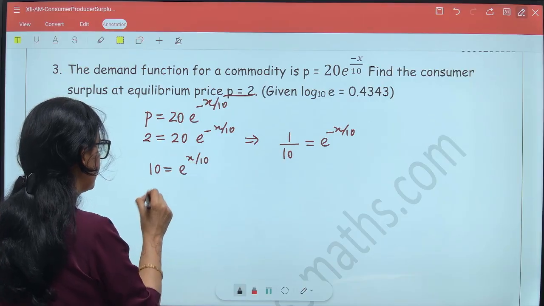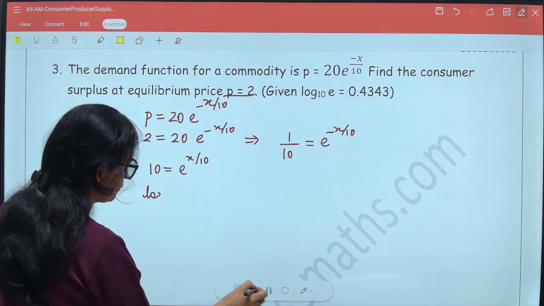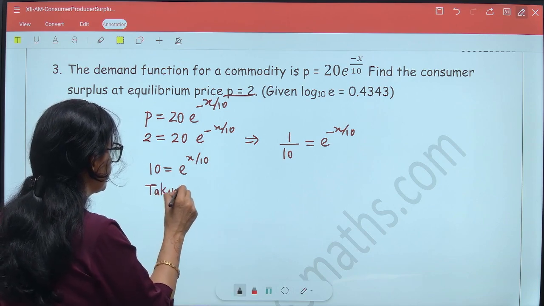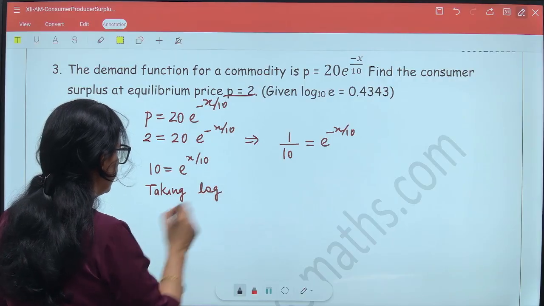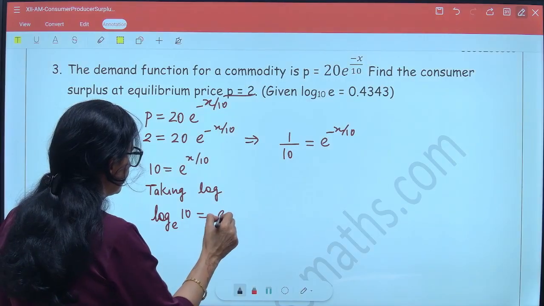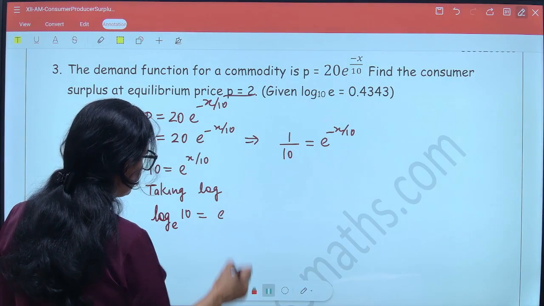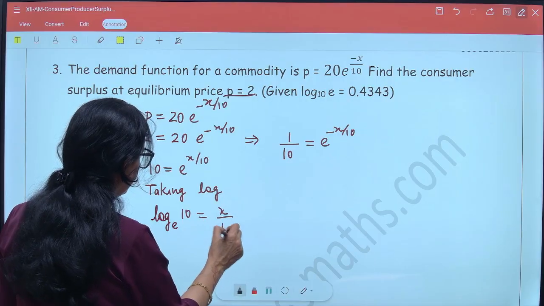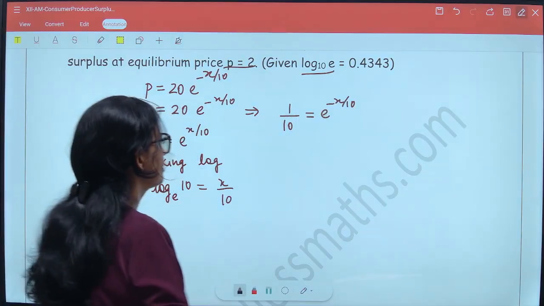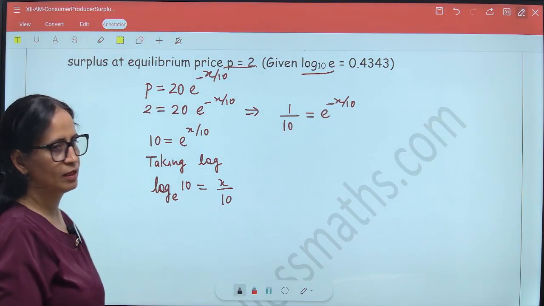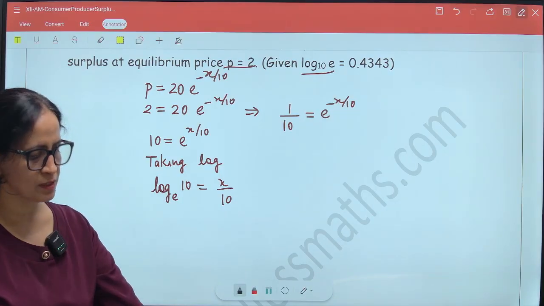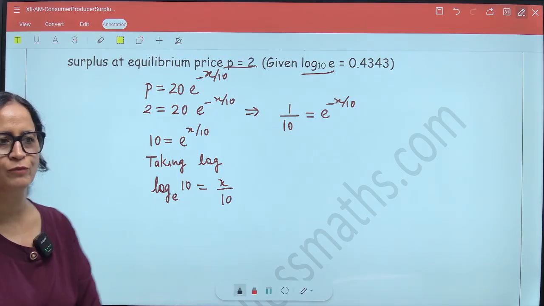Now if we take log of both sides, you should write whatever steps you are doing. So taking log, that becomes log of 10 to the base e equals log of e raised to power x by 10, which is x by 10. Now in the question you are given the value of log of e to the base 10, and here we have log of 10 to the base e. They are inverses of each other. So here we need to use a property of logarithms. We have a property called change of base.